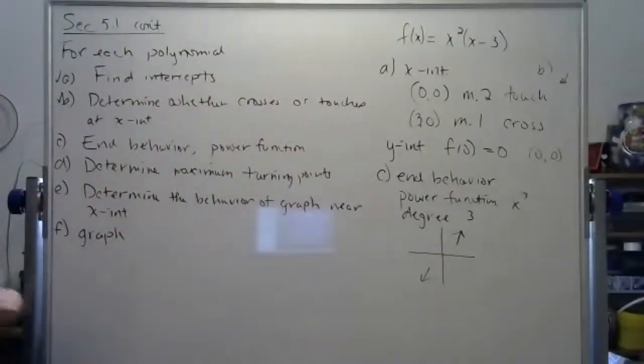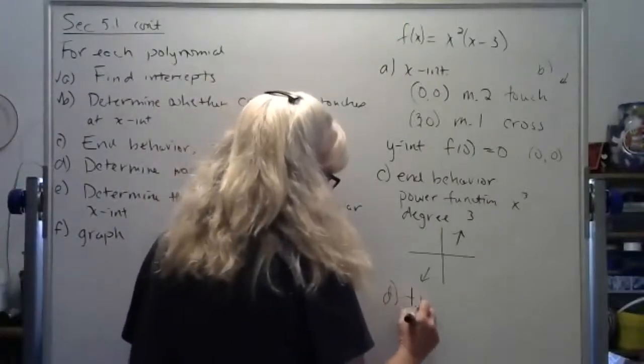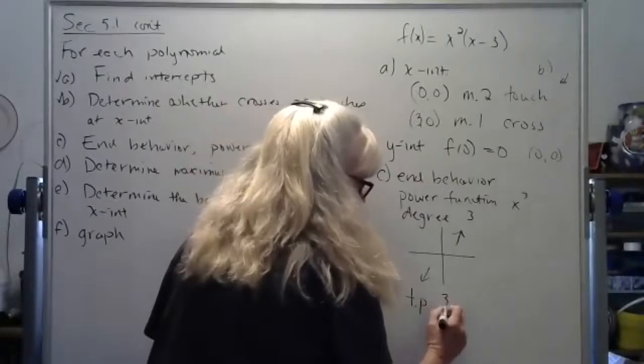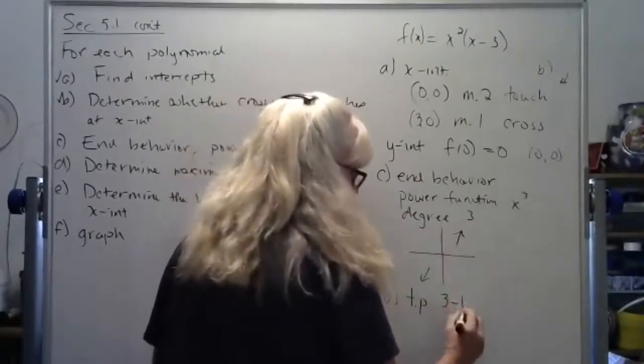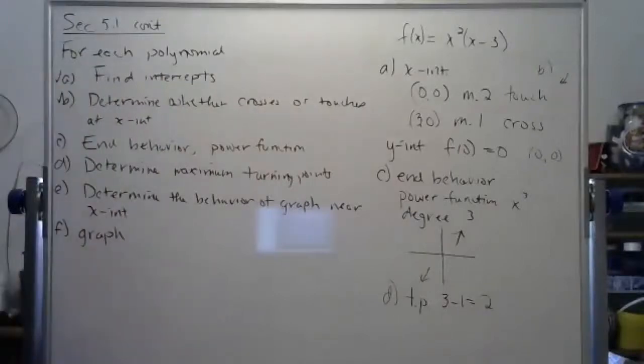Okay, so part D is the maximum number of turning points. So TP for turning points, that's the degree, which was 3, minus 1, which is 2. So at most, it's going to change directions twice.